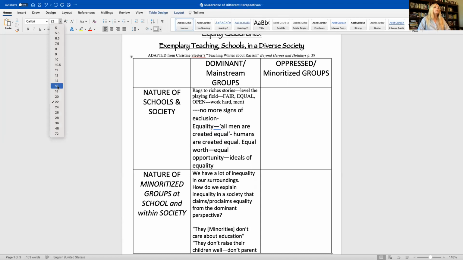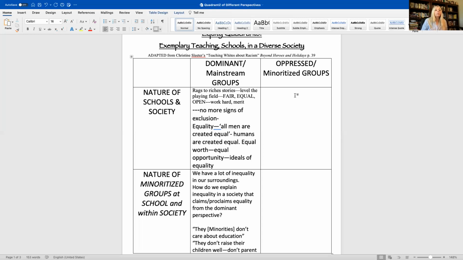Okay, so now we're going to leave the dominant mainstream group's perspective. We're going to take those glasses off and put a new pair of glasses on. This pair of glasses is from the minoritized group's perspective. So this is not the mainstream perspective. This is from the minoritized group. So what is the nature of schools and society? Is it seen as fair, open, equal?